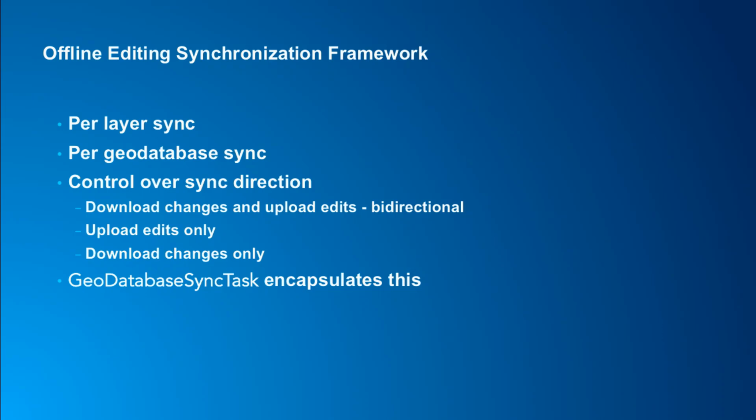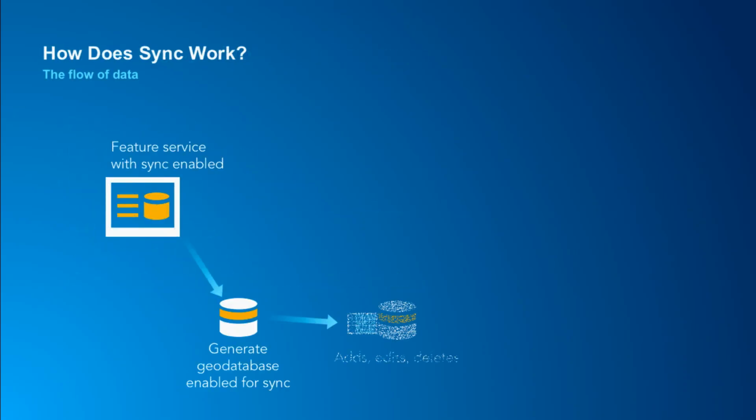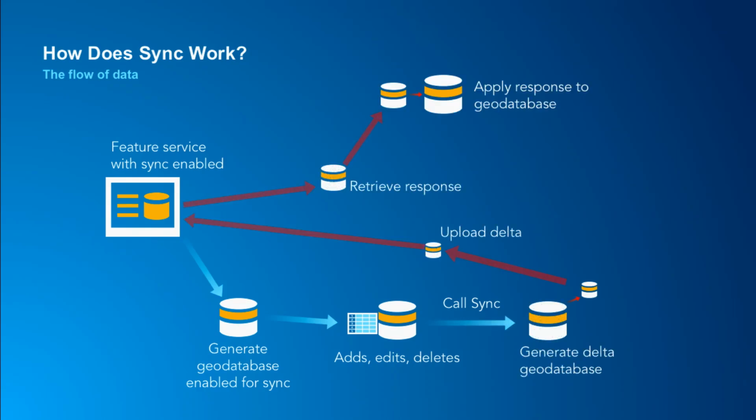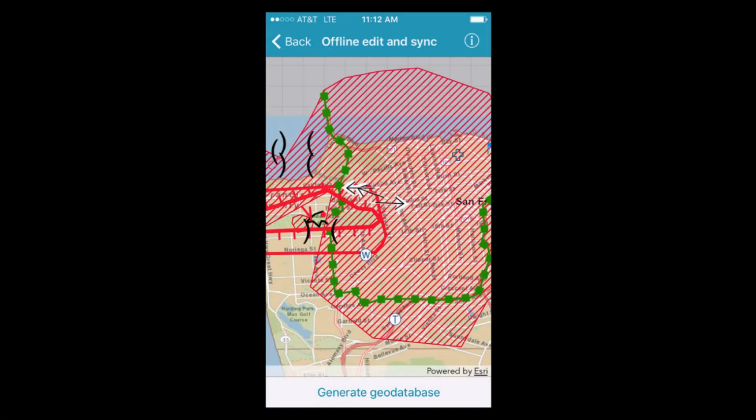The geodatabase sync task is what encapsulates all of this, and there's a synchronize method on that. It's pretty straightforward. It's async, and it follows our typical task pattern. I'm going to not do this slide because we're running a little bit short on time. This is how sync works. You don't really need to know it, but I know you want to know it, but you don't need to know it. So what I'm going to do now, in the interest of time, is hand over to Justin to show you how that synchronized concept works.